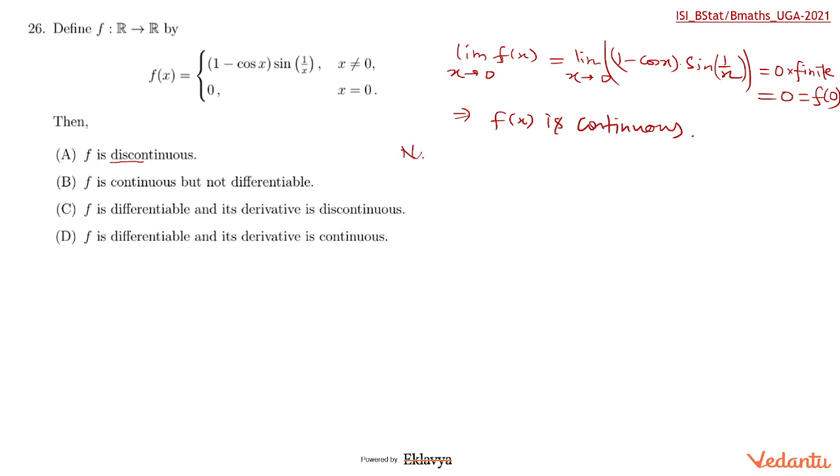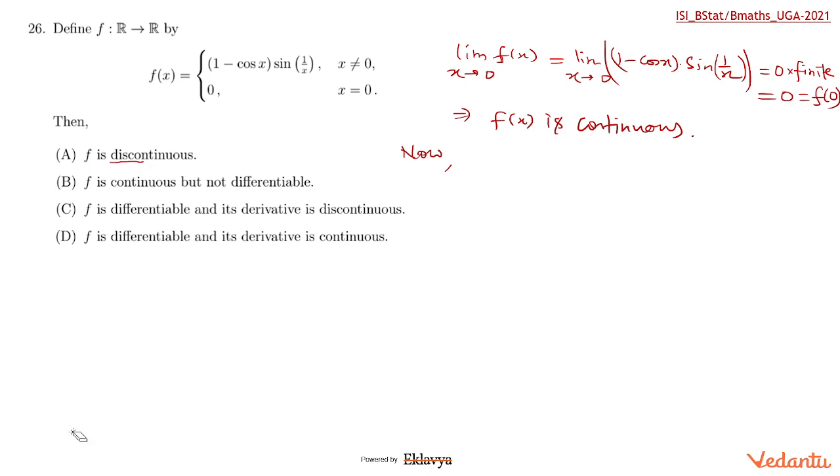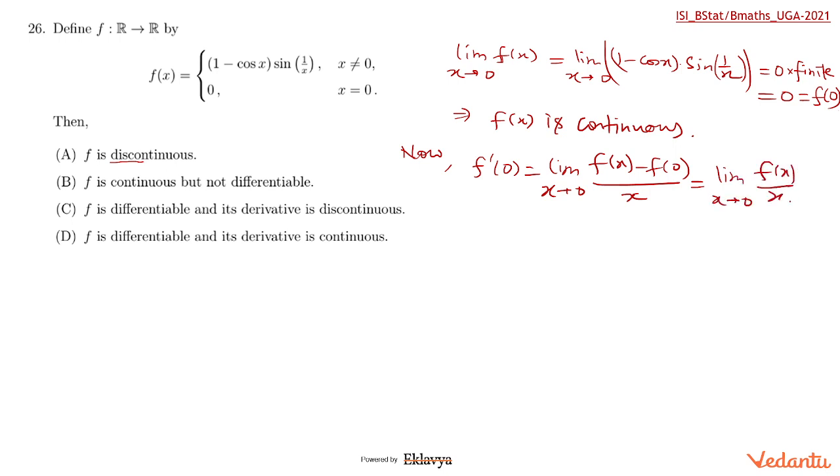Now we'll check the limit. f dash 0 निकालने की कोशिश करते हैं. 0 पे डिफरेंशिएबिलिटी चेक करते हैं. अभी ये तो कंटिन्यू होगी. f dash 0 क्या है? लिमिट x टेंडिंग टू 0 fx माइनस f0 बाई x माइनस 0. तो as f0 is 0, जनरली हमें बस यहाँ fx बाई x का लिमिट निकालना है.